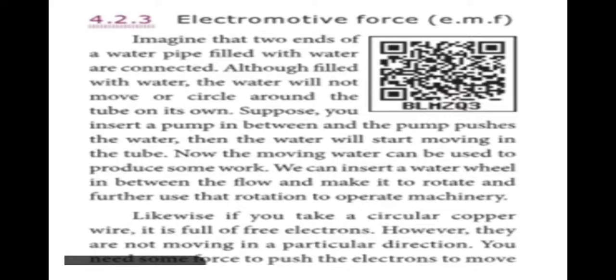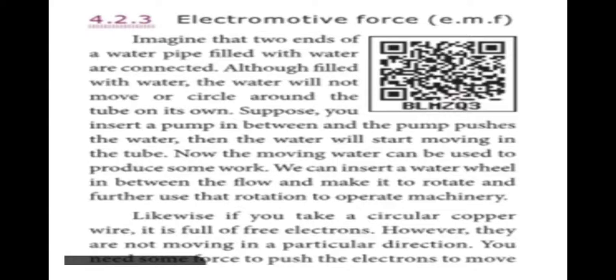Similarly, let us take a copper wire. The copper wire is full of free electrons, but the electrons are not moving in a particular direction. So we need a device to make the electrons move in a particular direction. In a circuit, we use a cell or battery which pushes the electrons to move in a particular direction. So, the pumping action of the electrical energy source is made possible by electromotive force.